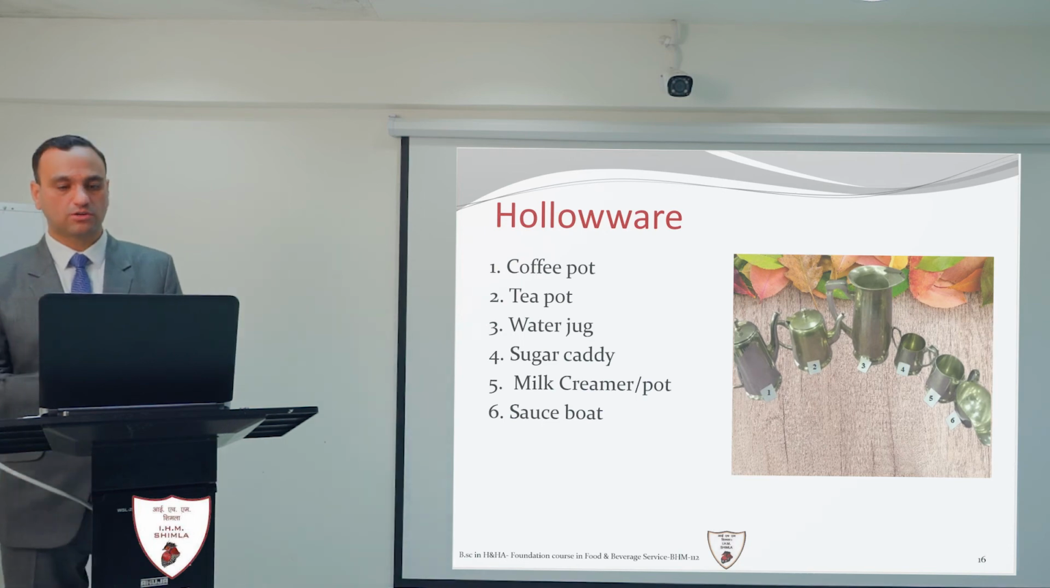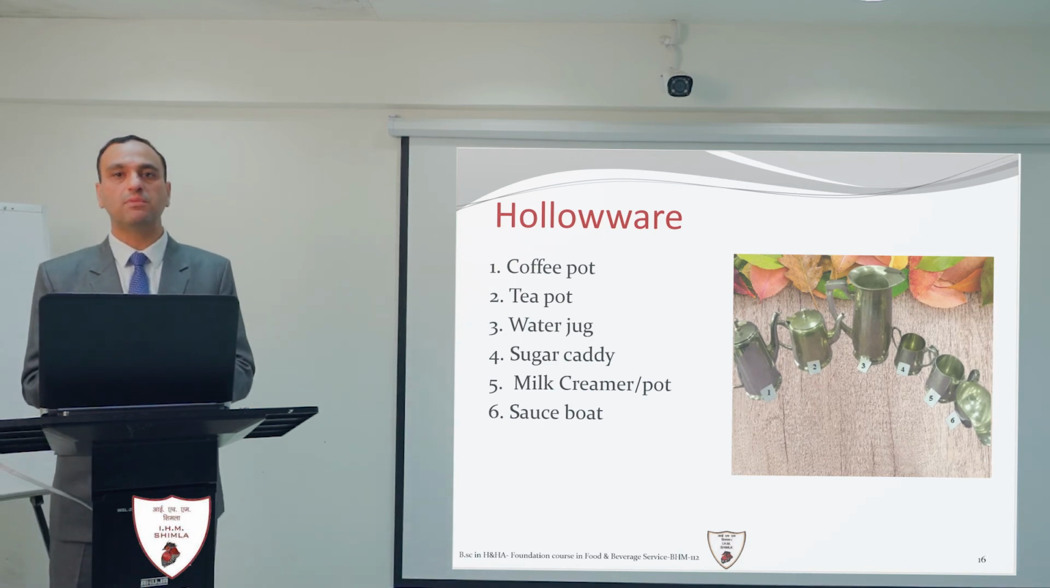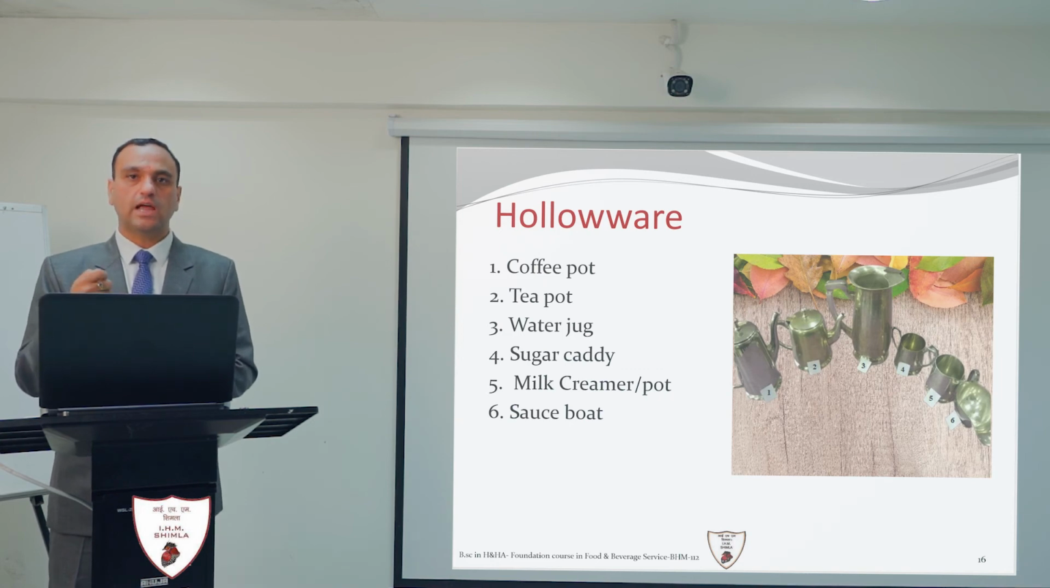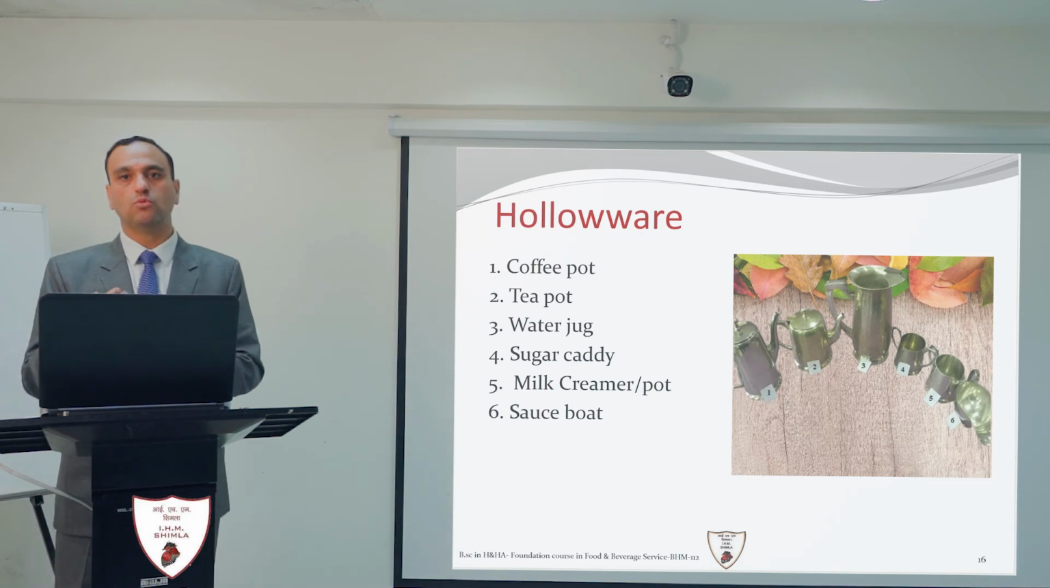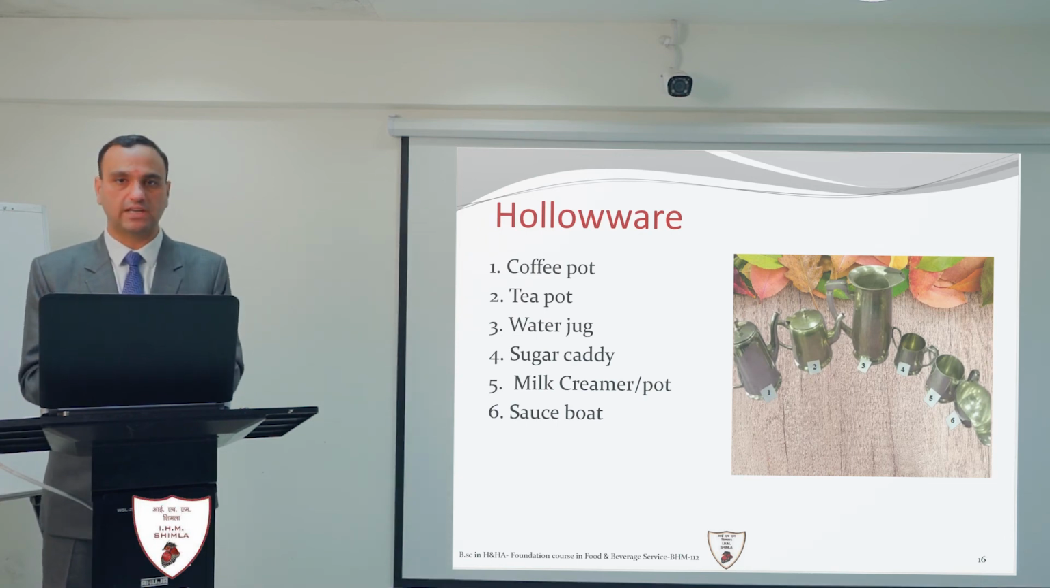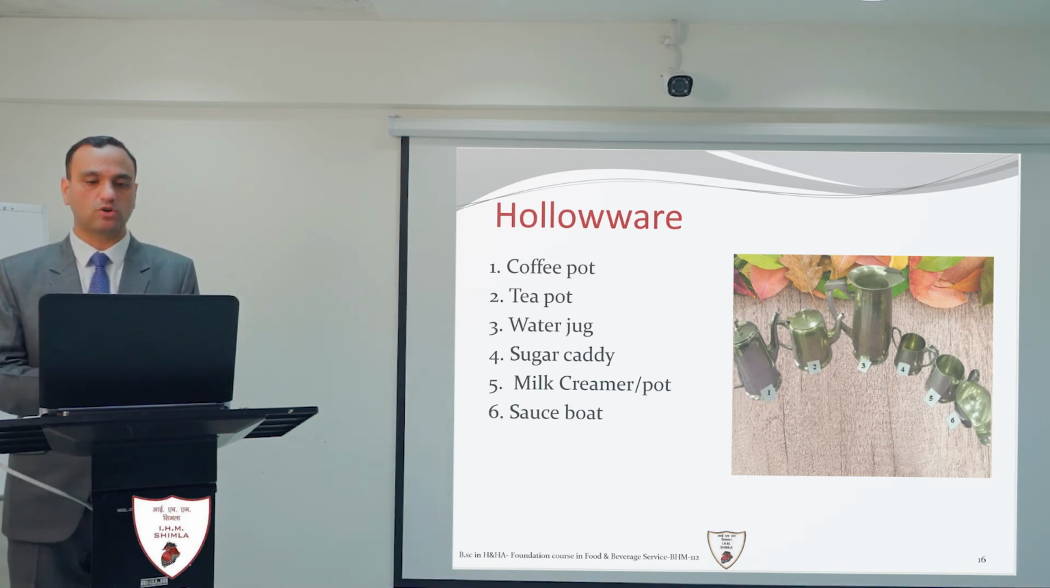Next is the milk creamer, which is also known as a milk pot. The small pot looks like a jug, and we carry hot milk in this to prepare a tea or coffee in front of the guest, for a separate tea or a separate coffee.